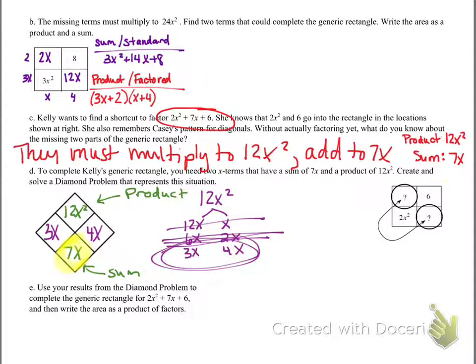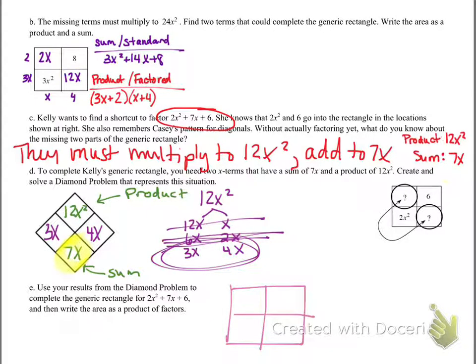I need to go back to this generic rectangle that we have started, and I need to think about plugging in those two numbers that I just found, my 3x and my 4x, so I can write my area as a product and a sum. Cool. So let's do pink. This doesn't look that promising. Let's try it. It's a little light, but maybe you guys will be okay.